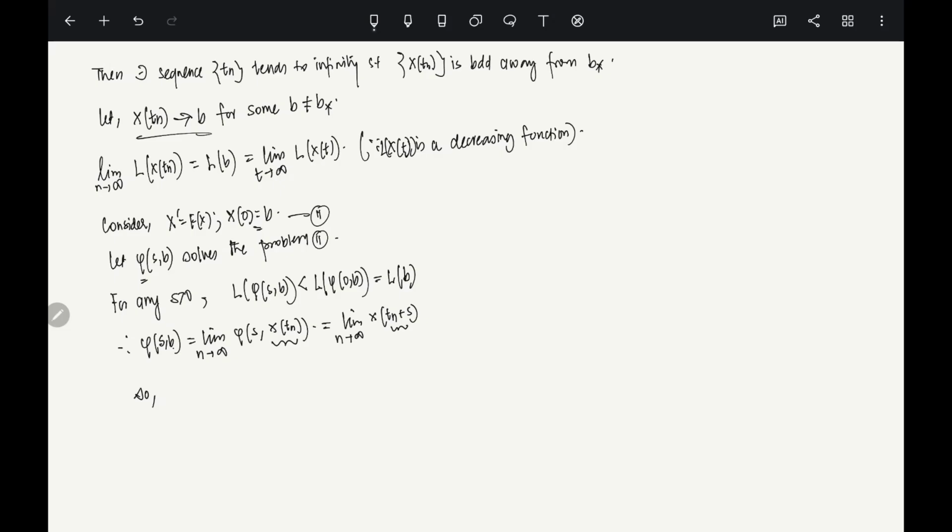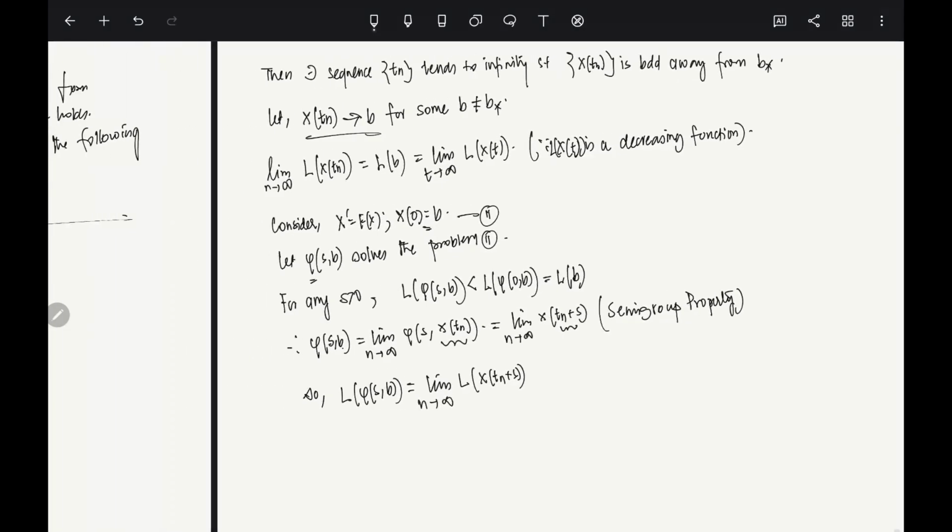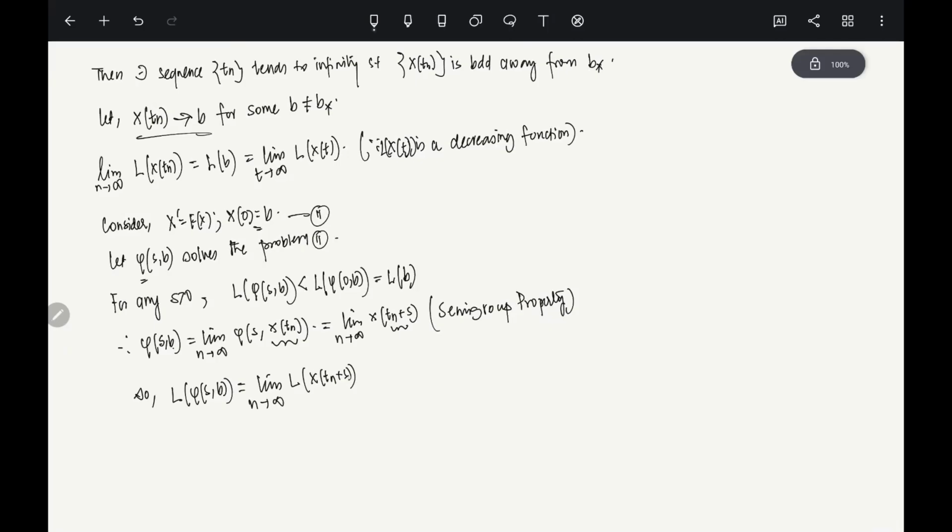Right. So L of phi of s b, I can write as the limit as n tends to infinity of L of x of Tn plus s. This property is also called the semigroup property. We are just changing the initial data, from the point 0 to the point Tn. That is the limit as n tends to infinity of L of x of Tn plus s, which is nothing but L of b. As L is continuous and x is continuous, we can take the limit inside, and it is nothing but L of b.